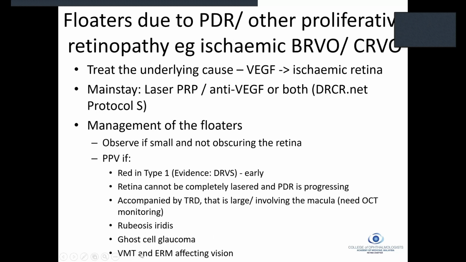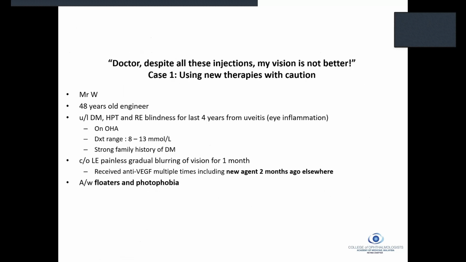And of course, if the macula has some form of traction or membrane, which is affecting the patient's vision. So these are some indications for vitrectomy in the context of PDR and floaters.